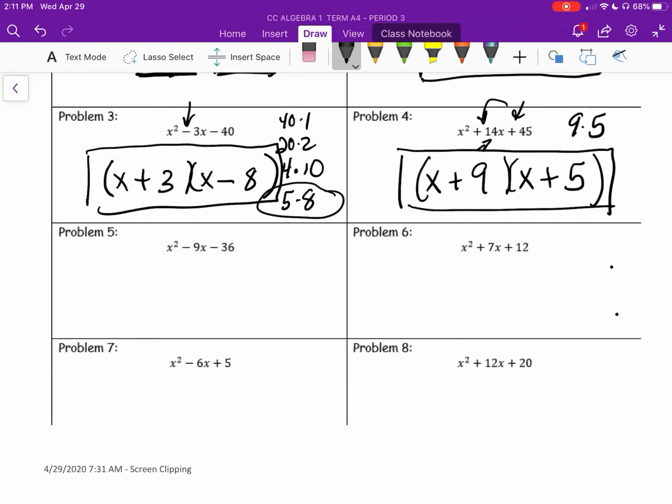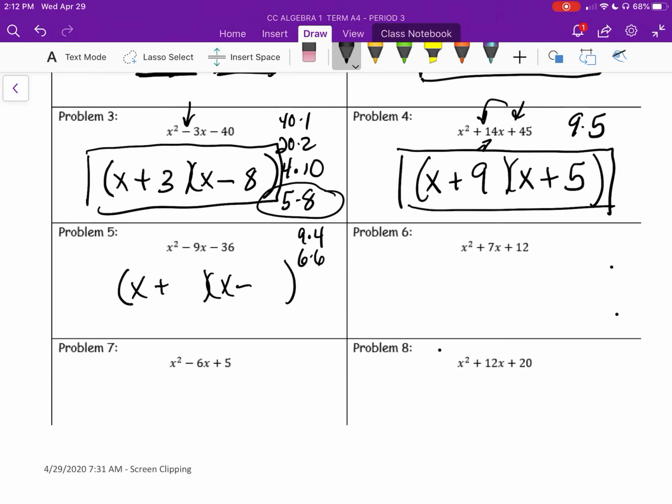So if we look here again, we're going to fill in our x's. We are factoring using a positive and a negative. Now we want the factors of 36 that subtract to give me 9. So this one I'm probably going to have to write out. So I know 9 times 4 is 36. I also know that 6 times 6 is 36.